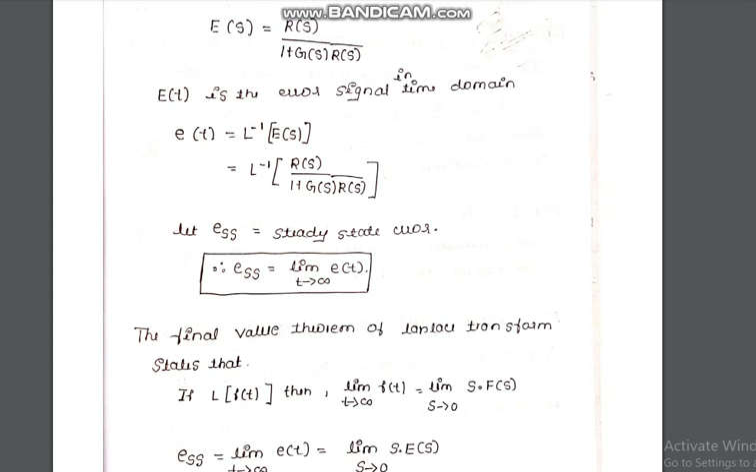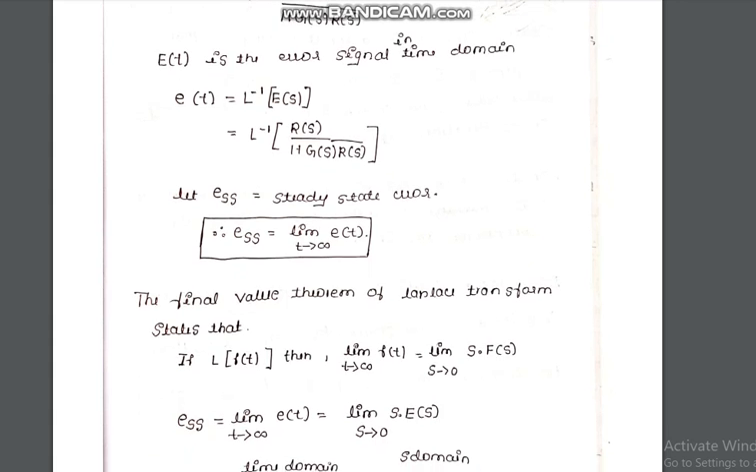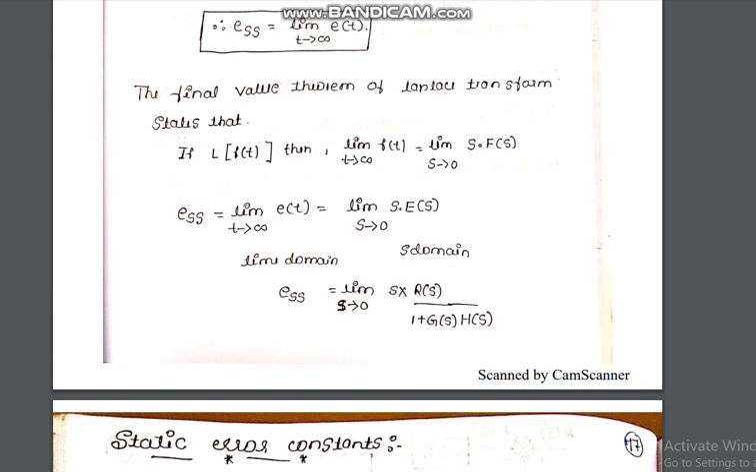The final value theorem of Laplace transform states that, in network analysis we studied the final value theorem and the initial value theorem. The final value theorem states that if F(s) is the Laplace transform of f(t), then the limit t tends to infinity of f(t) is equal to the limit s tends to 0 of s into F(s). The same concept will apply to this one.